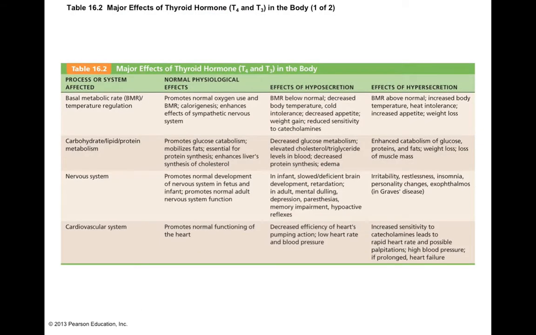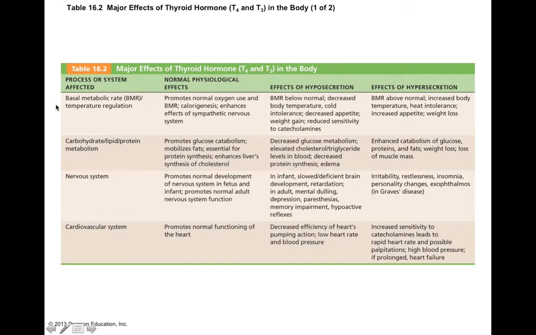Now, what we see here is a table describing some of the general effects of thyroid hormone on various tissues. So these are going to be some of the tissues or organ systems that are affected by thyroid hormone. And just nearby, it'll talk about the normal physiological effects. Now, if you're interested, you can read more about what happens if you have hyposecretion or hypersecretion of thyroid hormone. But for now, you guys just need to know the normal physiological effects of thyroid hormone on each of the different systems or processes that are listed here.